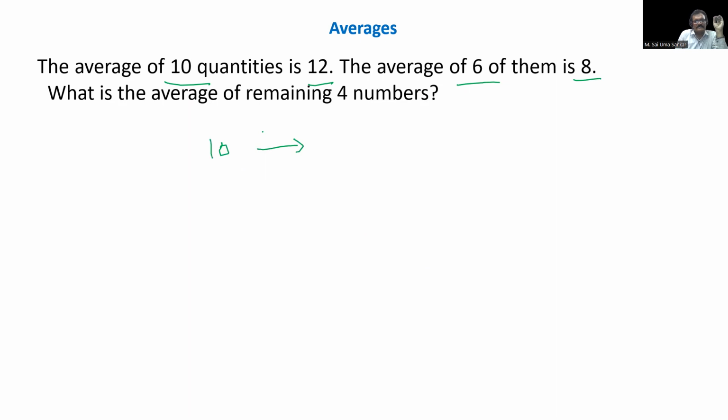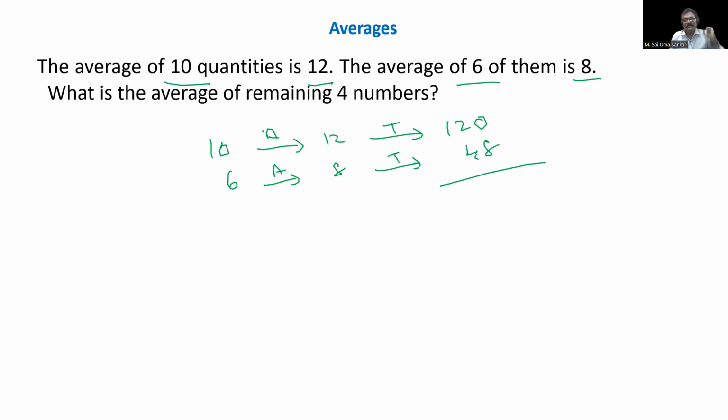10 quantities, average 12, total 120. 6 numbers, average 8, total 48. So remaining here, 120 minus 48, that equals 72. That means 4 numbers, total is equal to 72. That implies what is the average? That is equal to 72 by 4. That is equal to 18, which is the required answer.